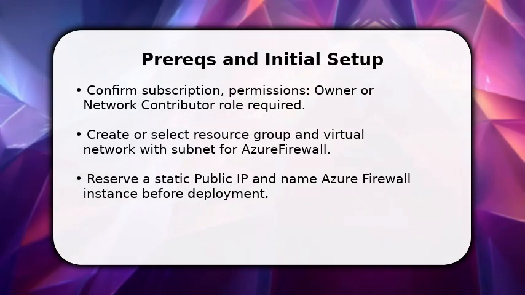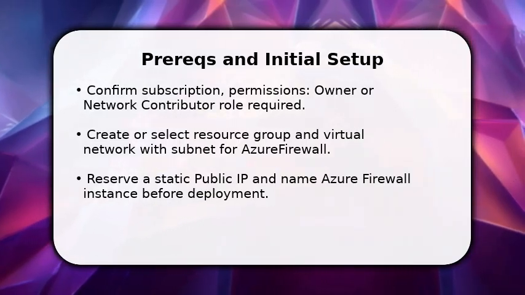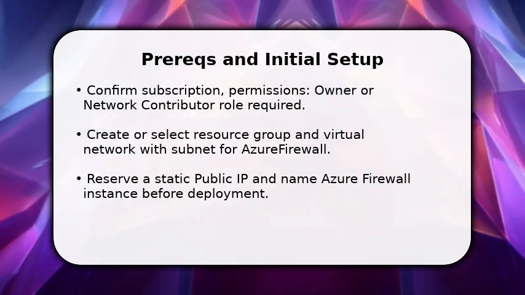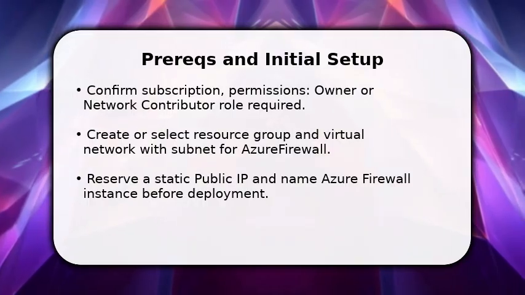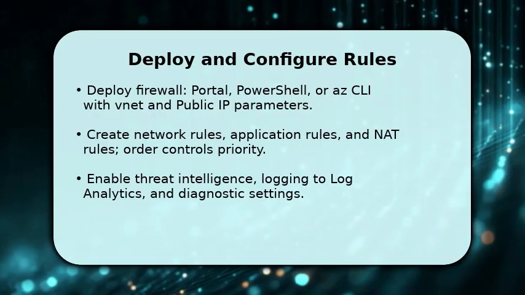Once these are in place, begin the Azure Firewall deployment in the portal or via CLI, supplying the resource group, VNet, subnet, and the reserved public IP so the instance can be created. After deployment, configure the core rule sets and logging.